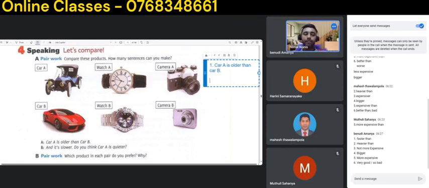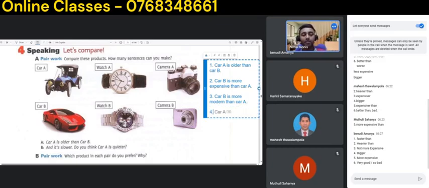I can say car B is more expensive than car A. And I can say car B is more modern than car A. Comparative form. I can say car B is more modern than car A.